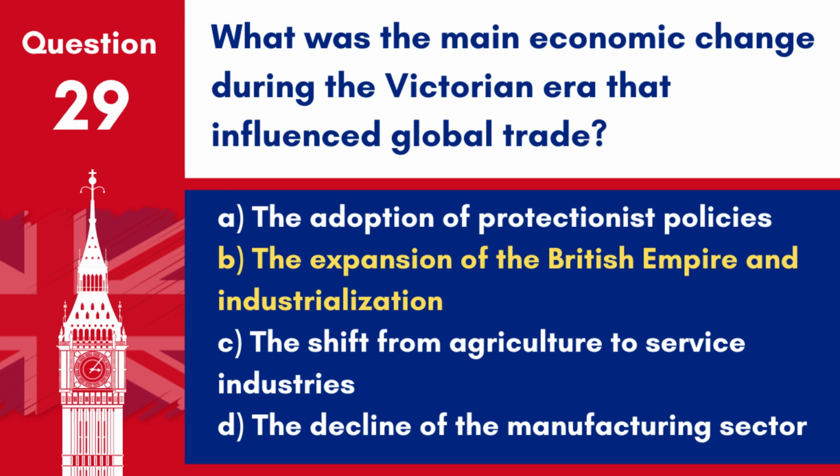Answer. B. The expansion of the British Empire and industrialisation. During the Victorian era, the expansion of the British Empire coupled with rapid industrialisation led to Britain becoming the workshop of the world, significantly influencing global trade patterns through exports and the control of trade routes.